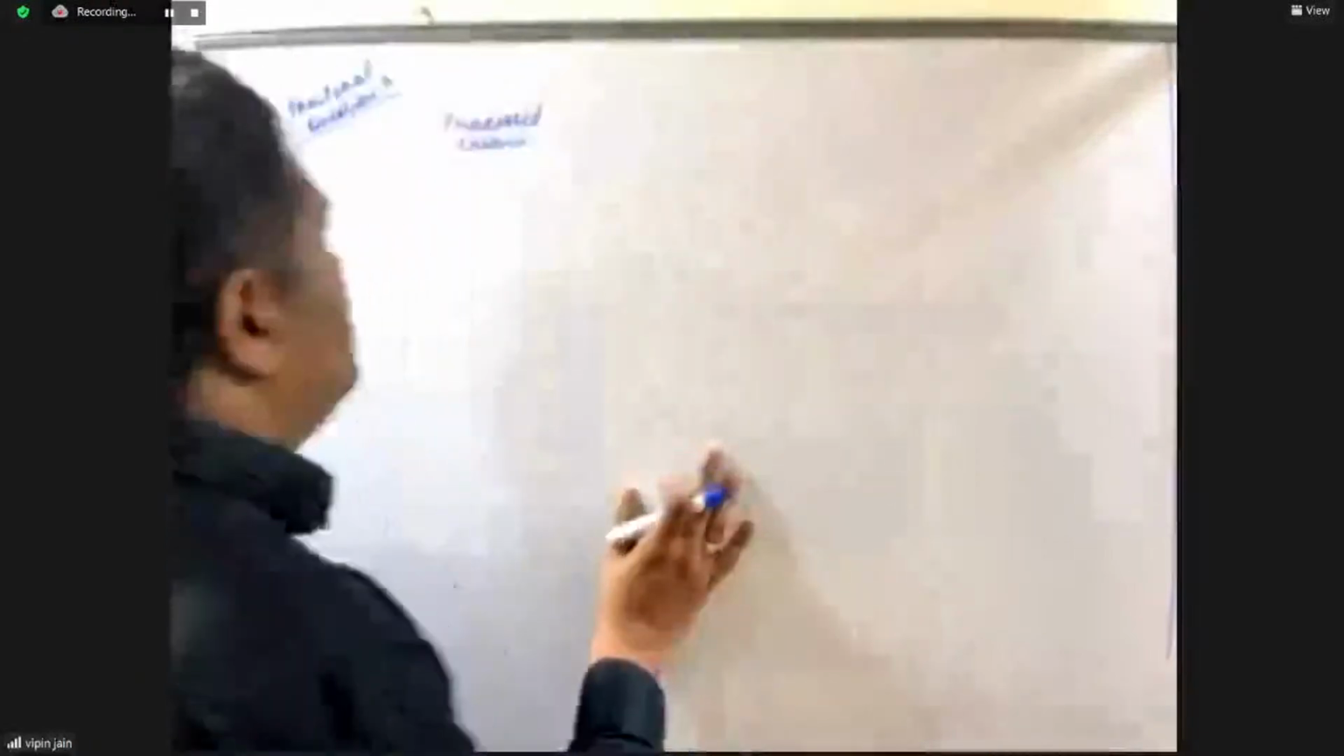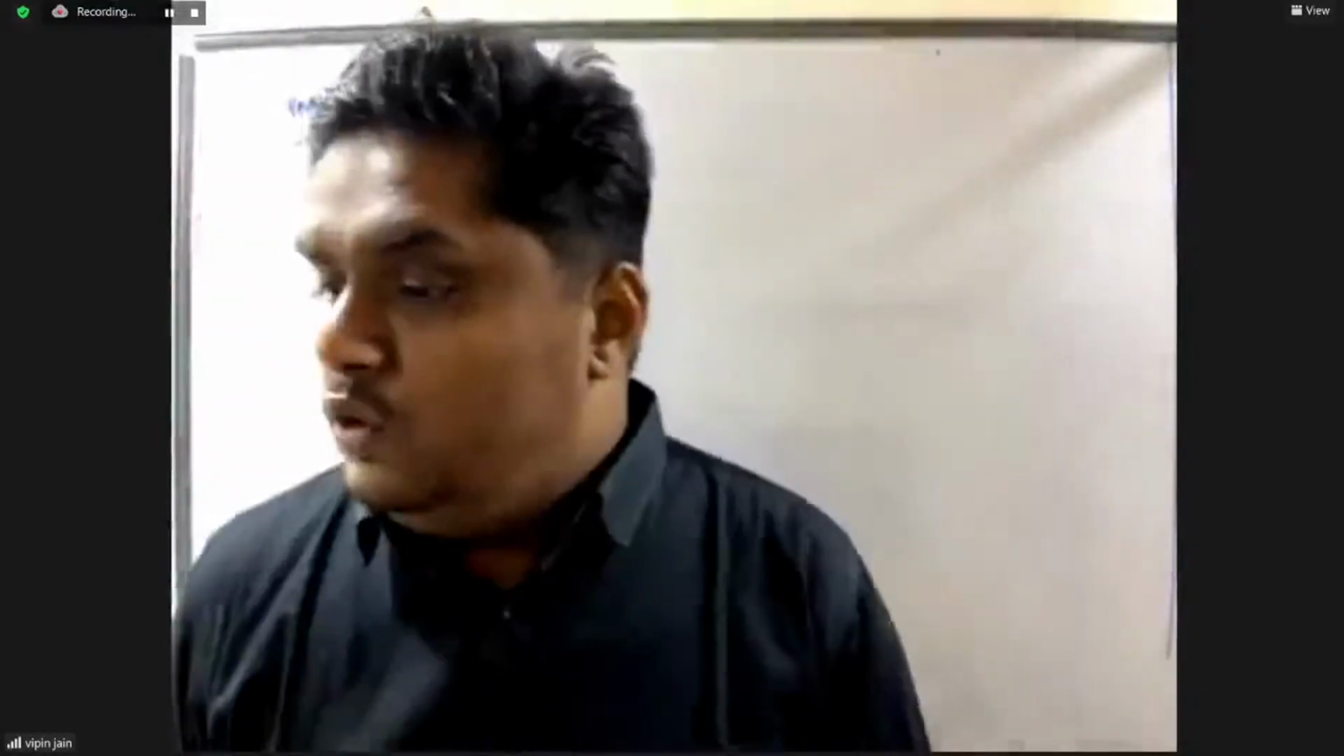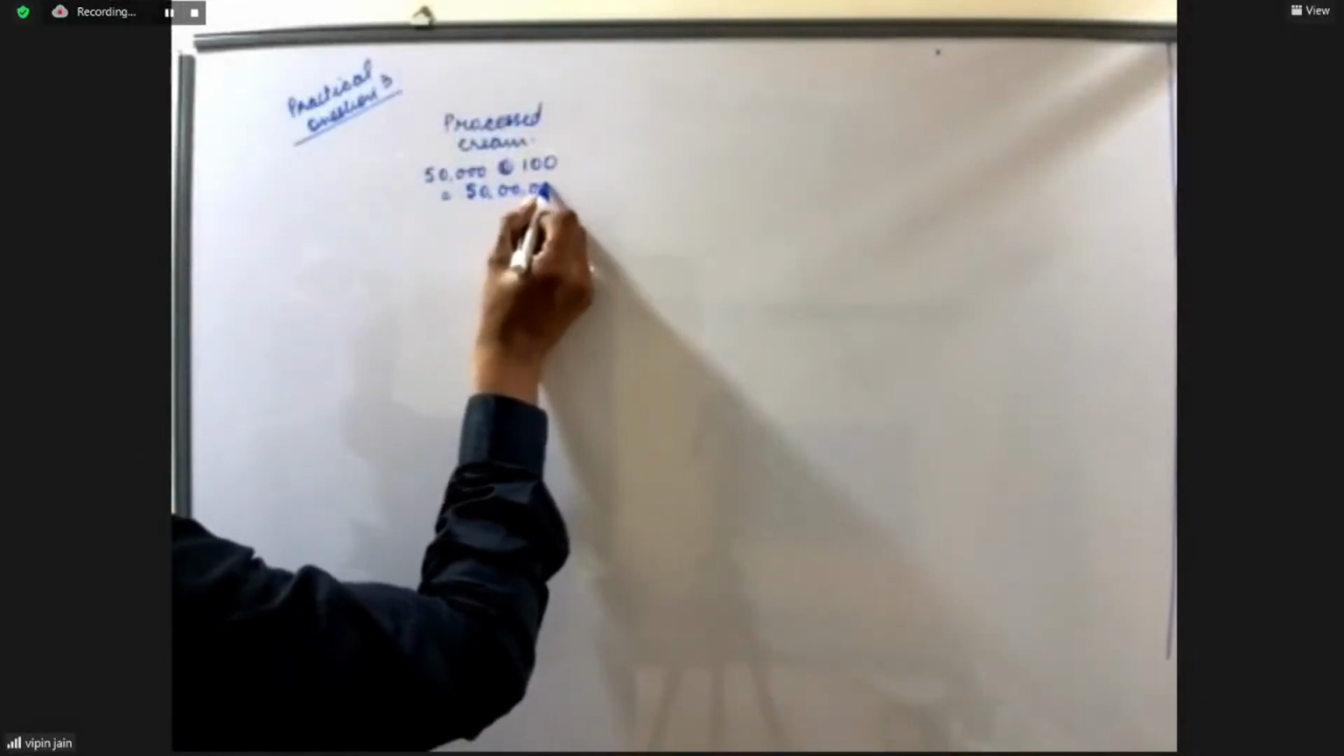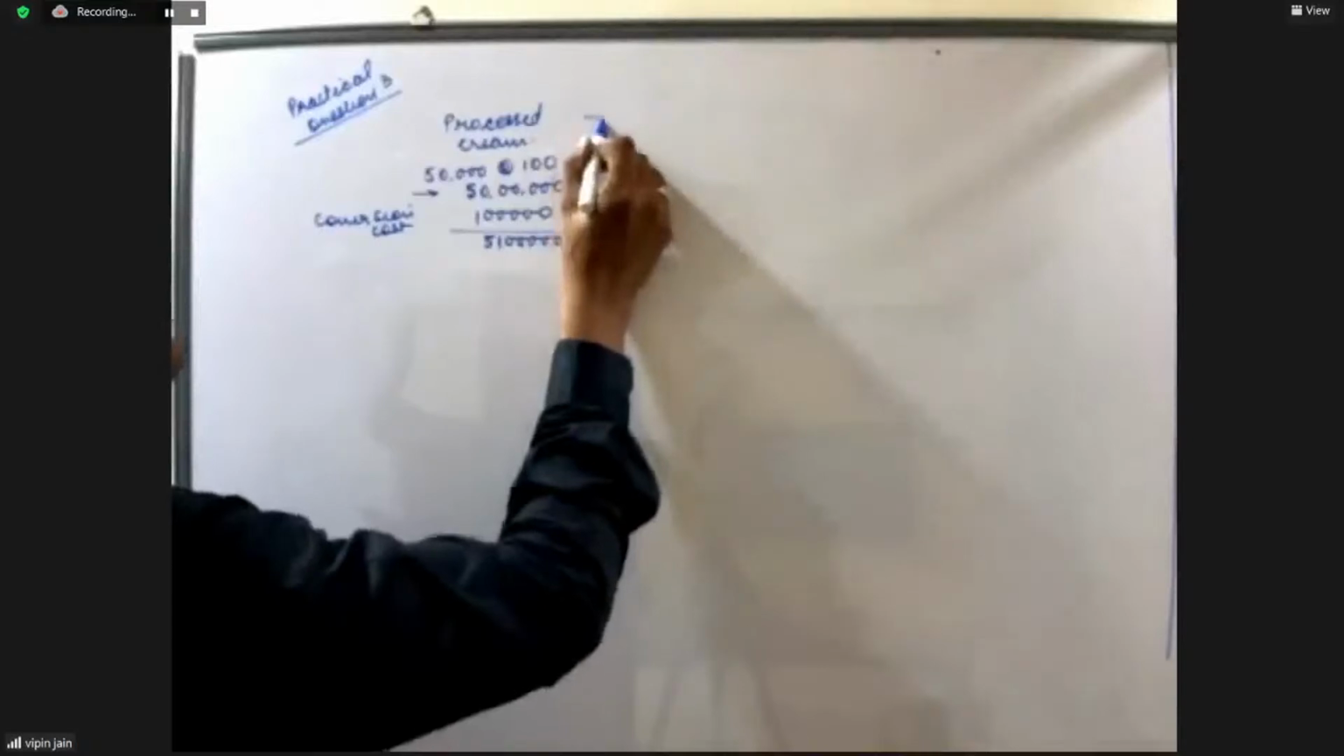So it purchases 50,000 liters and the cost is 100 rupees per liter. So the total cost is 50 lakh. Further, it is given that the conversion cost is 1 lakh. So my total joint cost is 51 lakh. This is my joint cost.